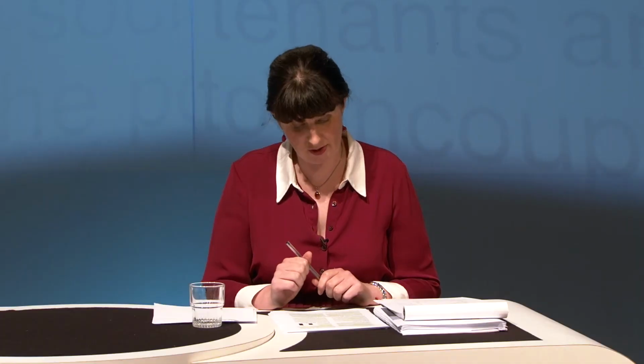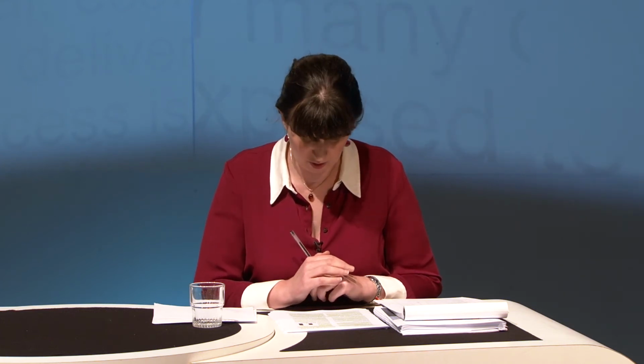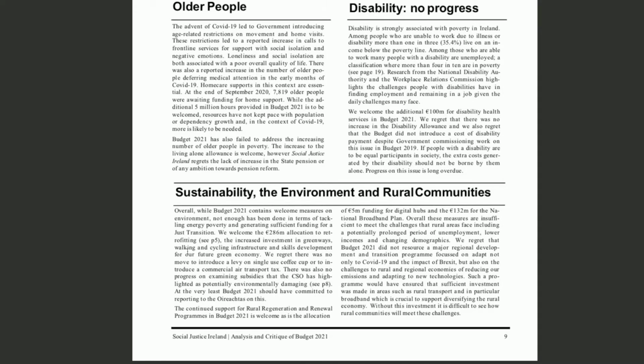Looking then at rural Ireland and the regions, while we welcome the continued support for the rural regeneration and renewal programmes, the allocation for digital hubs, and the allocation for the National Broadband Plan, in the scheme of the challenges that rural Ireland faces, this investment is insufficient. These areas are facing into a prolonged period of unemployment for certain cohorts. They already face the challenges of lower incomes, higher dependency rates in terms of demographics, greater distance to travel to public services and lower access to some services. So Budget 2021 was a real missed opportunity in terms of investment in rural Ireland and the regions.